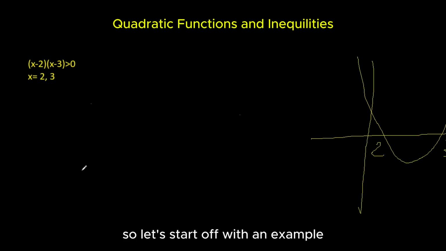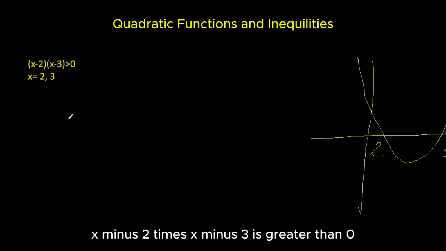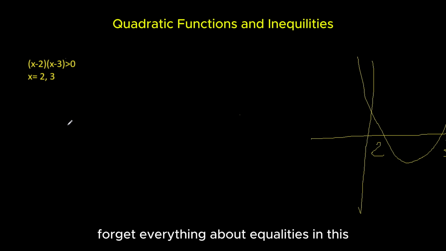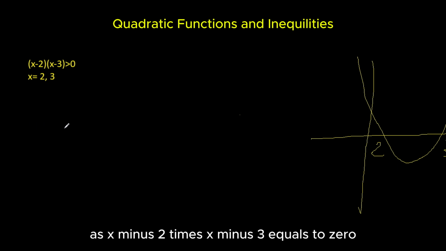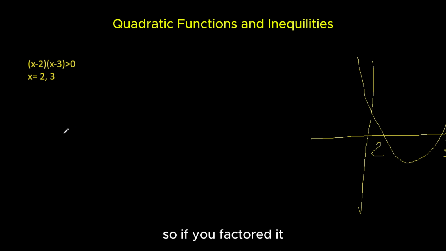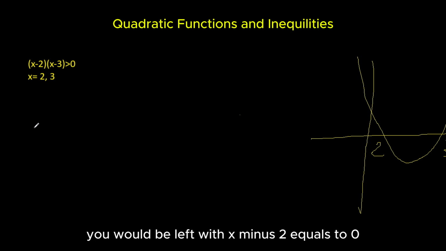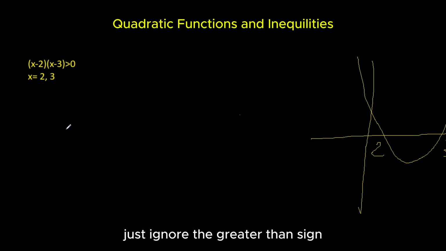So let's start off with an example. x minus 2 times x minus 3 is greater than 0. How would you do this? Forget everything about inequalities. Treat this as x minus 2 times x minus 3 equals 0. So if you factored it, if you divide both sides by x minus 3, you would be left with x minus 2 equals 0. Just ignore the greater than sign. So x would be equal to positive 2.